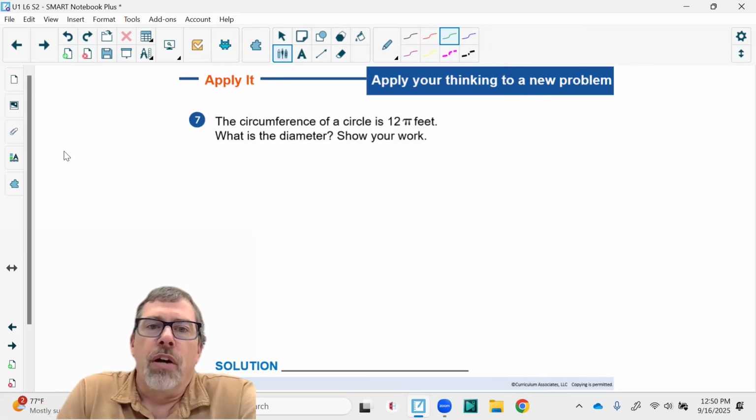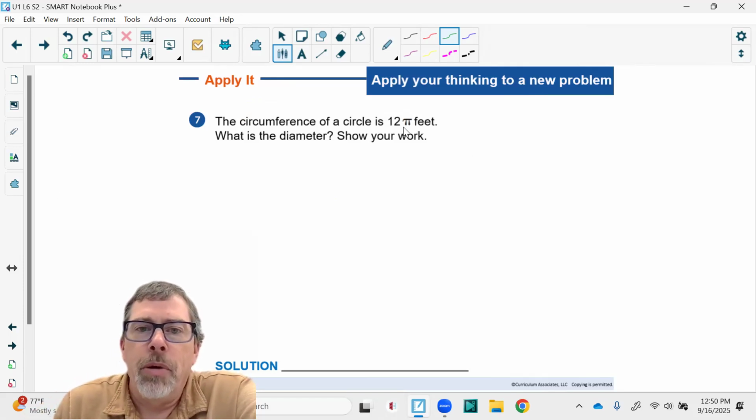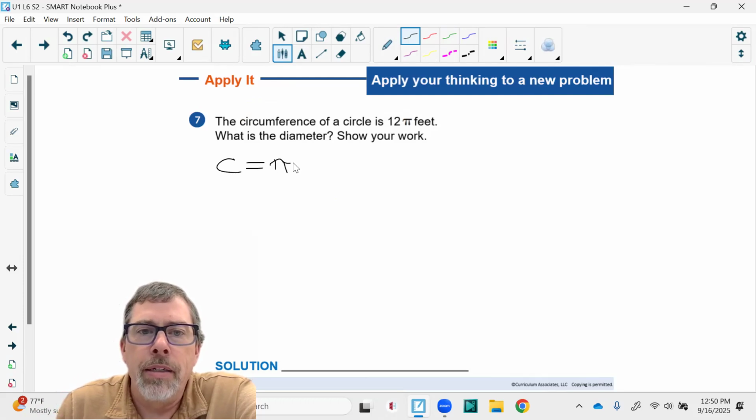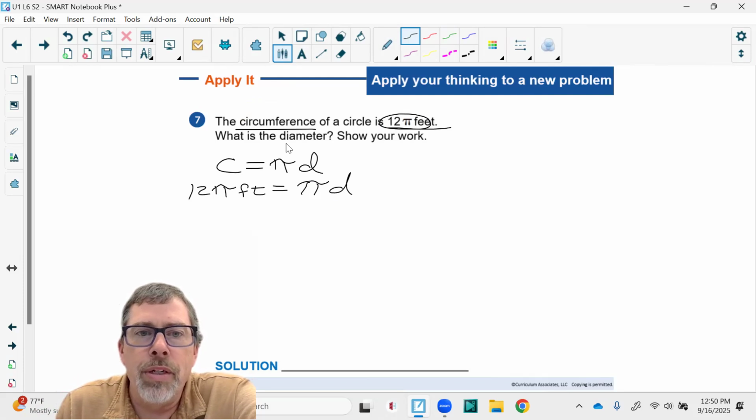So it says the circumference of a circle is 12 pi feet. What is the diameter? So guess what I'm going to do first? I'm going to write a formula. C equals pi D. The circumference of a circle is 12 pi feet. So that replaces C. So I put 12 pi feet equals pi D.